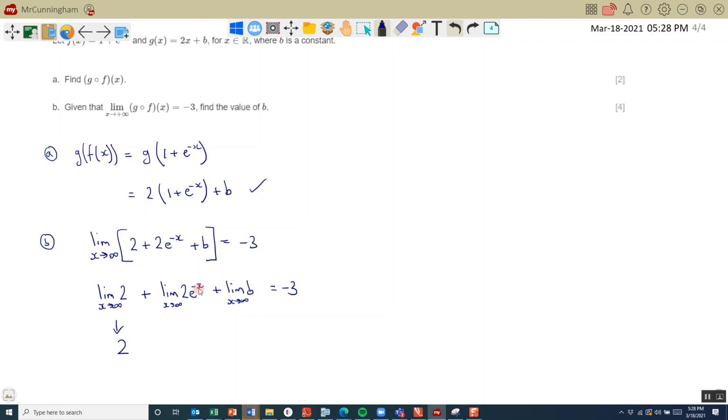Now this part, what happens as x gets really, really large? I've got 2 times e to the negative x. Now if you think about your graph of e to the negative x, it comes down like this and gets closer and closer to my x-axis. And as x increases and goes out towards infinity, this gets closer and closer to 0. So all of this is going to go towards 0.